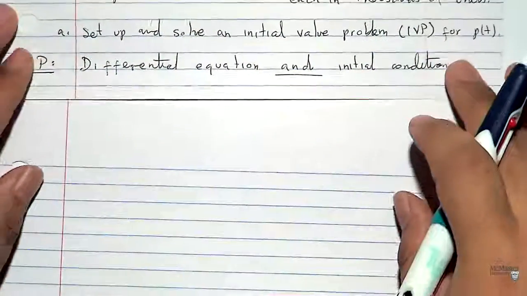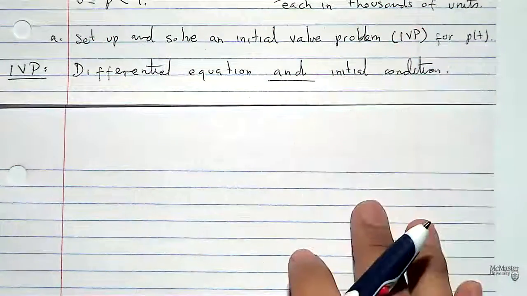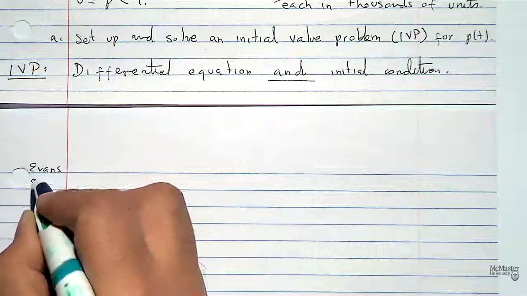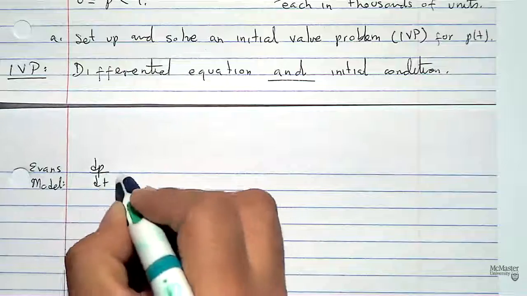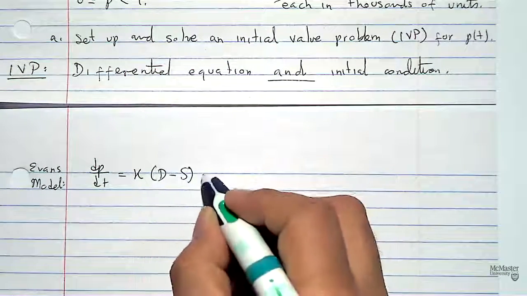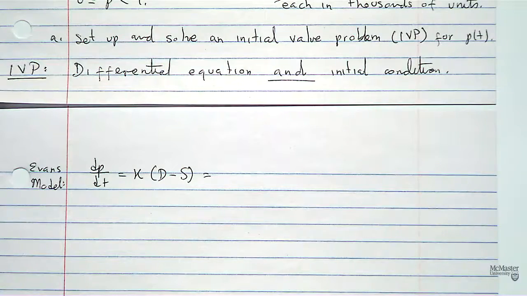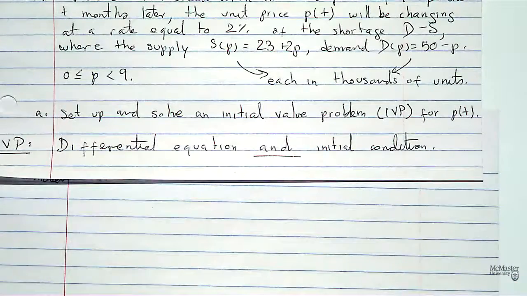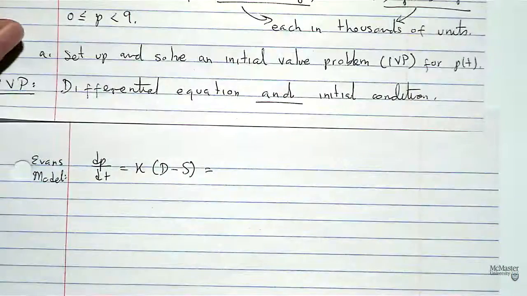We already know the DFQ, we just have to do some algebra. If you notice from the Evans model, what you have is dp/dt equal to a constant k times d minus s. And you only have to substitute for, well, if you remember, s of p is this, and d of p is this. So we only had to substitute for that.